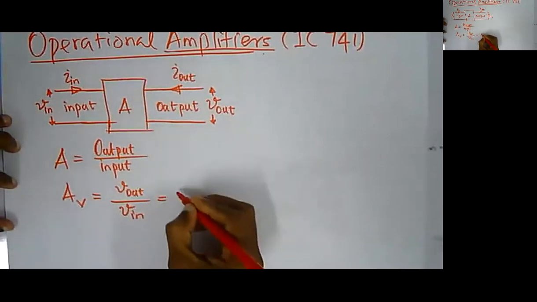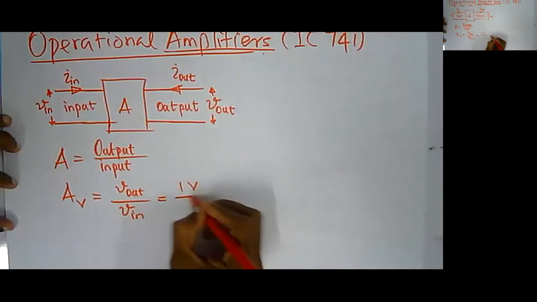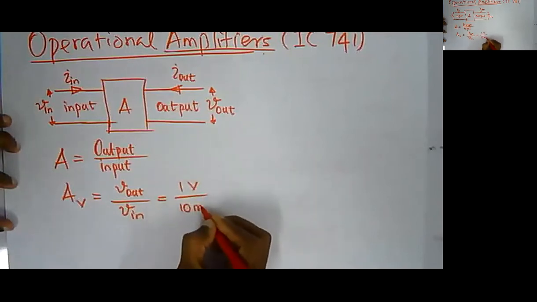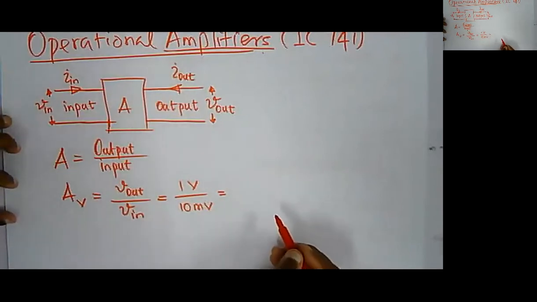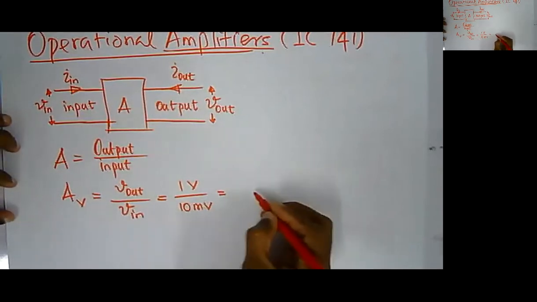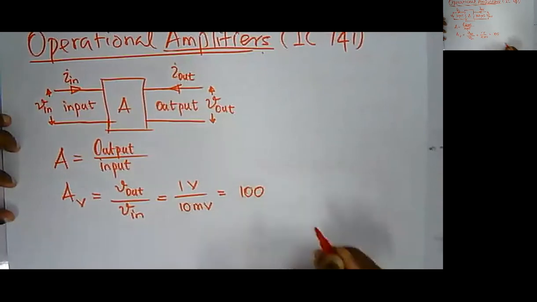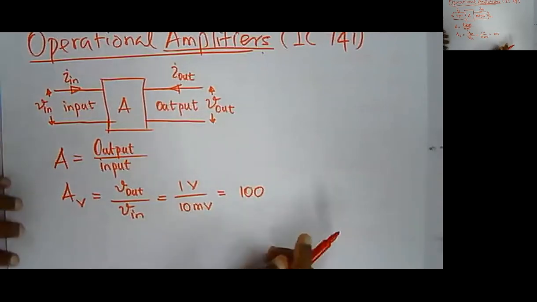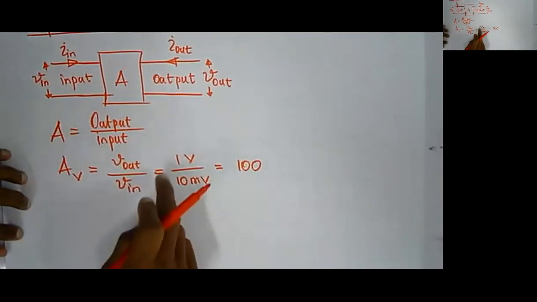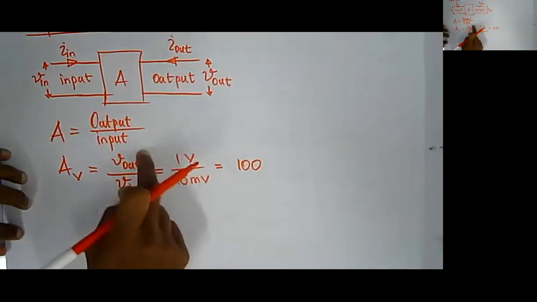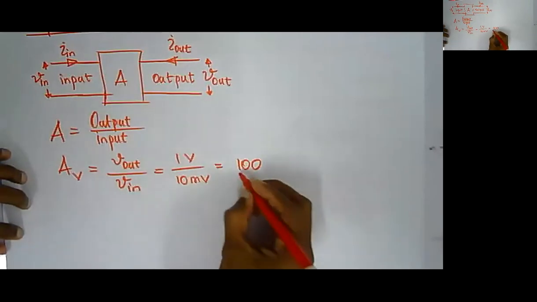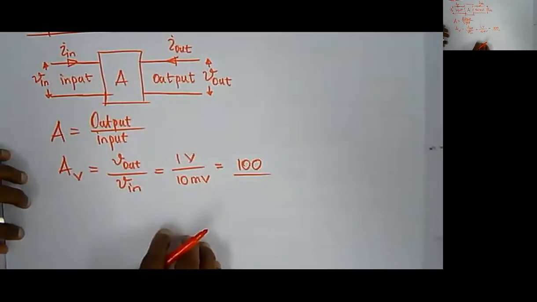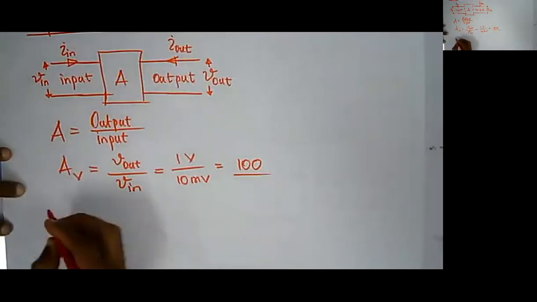For example, if V out is 1 volt and V in is 10 millivolts, what will be your gain? 1 volt is 1000 millivolts, divided by 10 millivolts. So your voltage gain will be 100. Since both are voltages, this voltage gain is dimensionless. It's a constant.